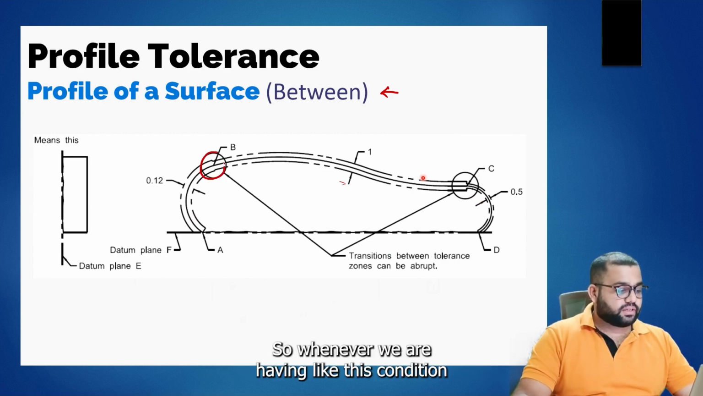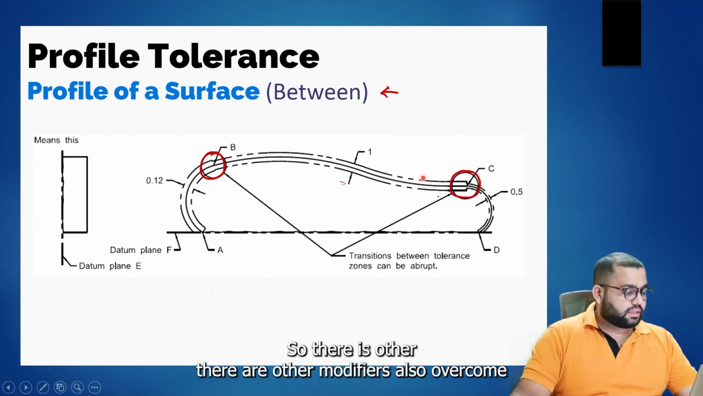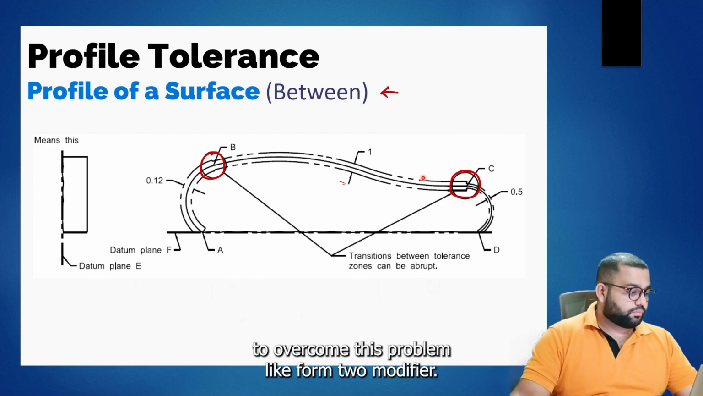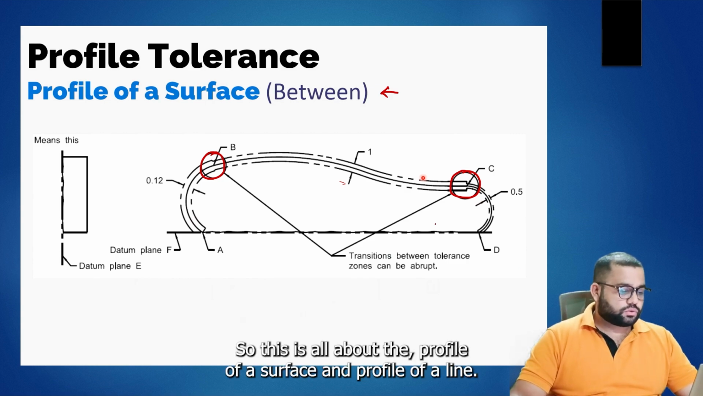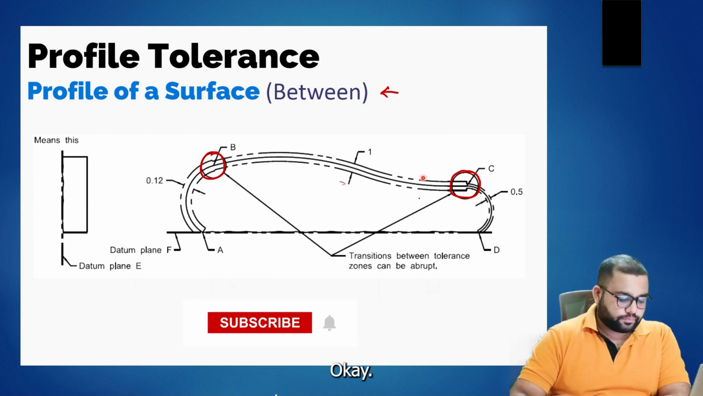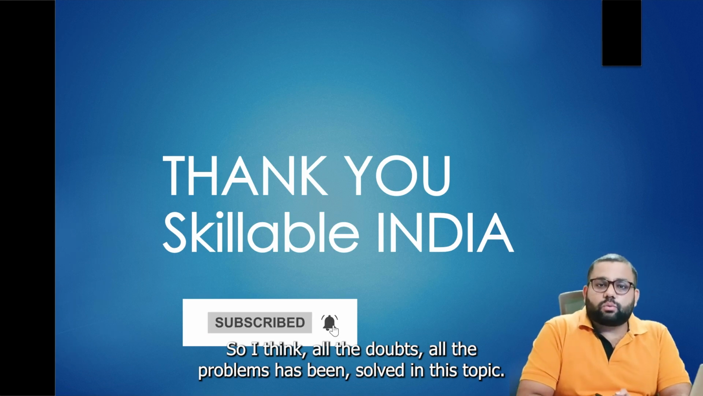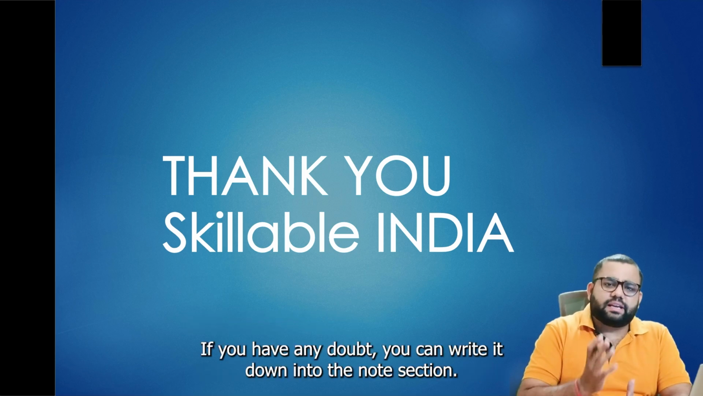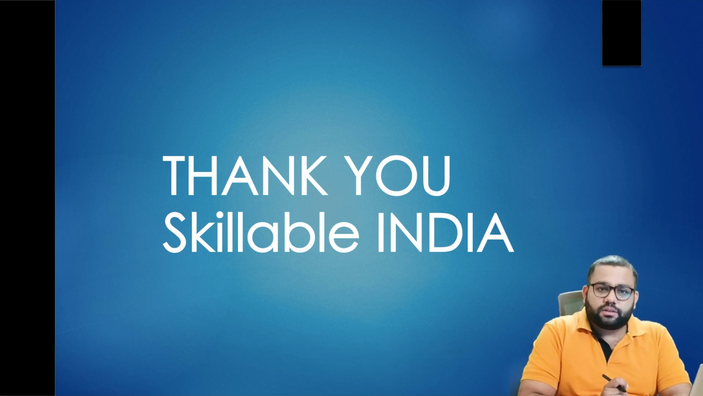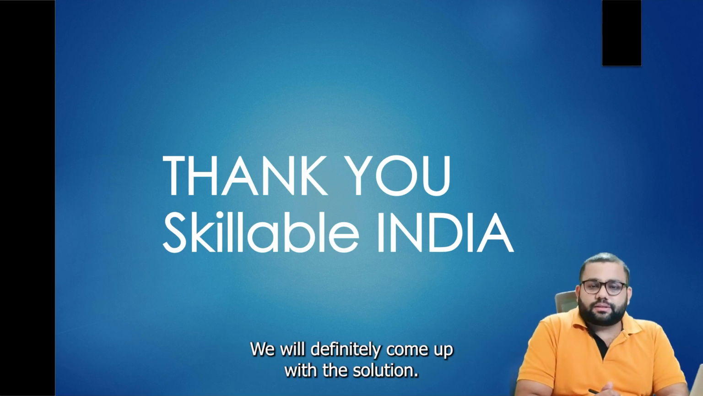Whenever we have a condition like this, there are other modifiers that overcome this problem, like the form 2 modifier. In another session, I will discuss that modifier. So this is all about the profile of a surface and profile of a line. I think all the doubts and problems have been solved in this topic. If you have any doubt, you can write it down in the notes section. We will definitely come up with a solution. Thank you. Thanks a lot.